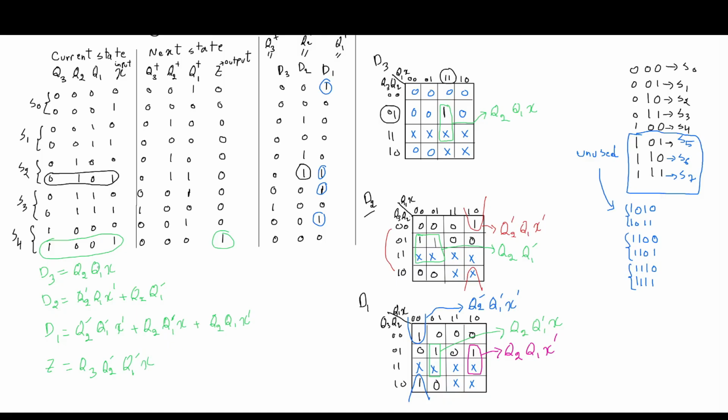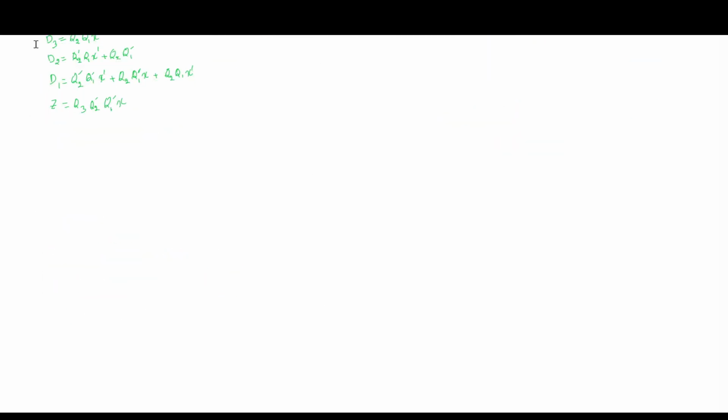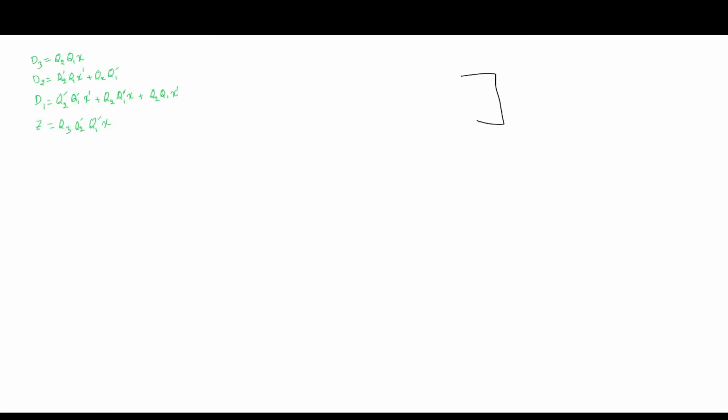So now we can take these 4 Boolean expressions and draw the circuit. So let's do that. So we need 3 D flip-flops. Let's draw them here. So a D flip-flop has 2 inputs. D, let's call this one D3, and a clock.